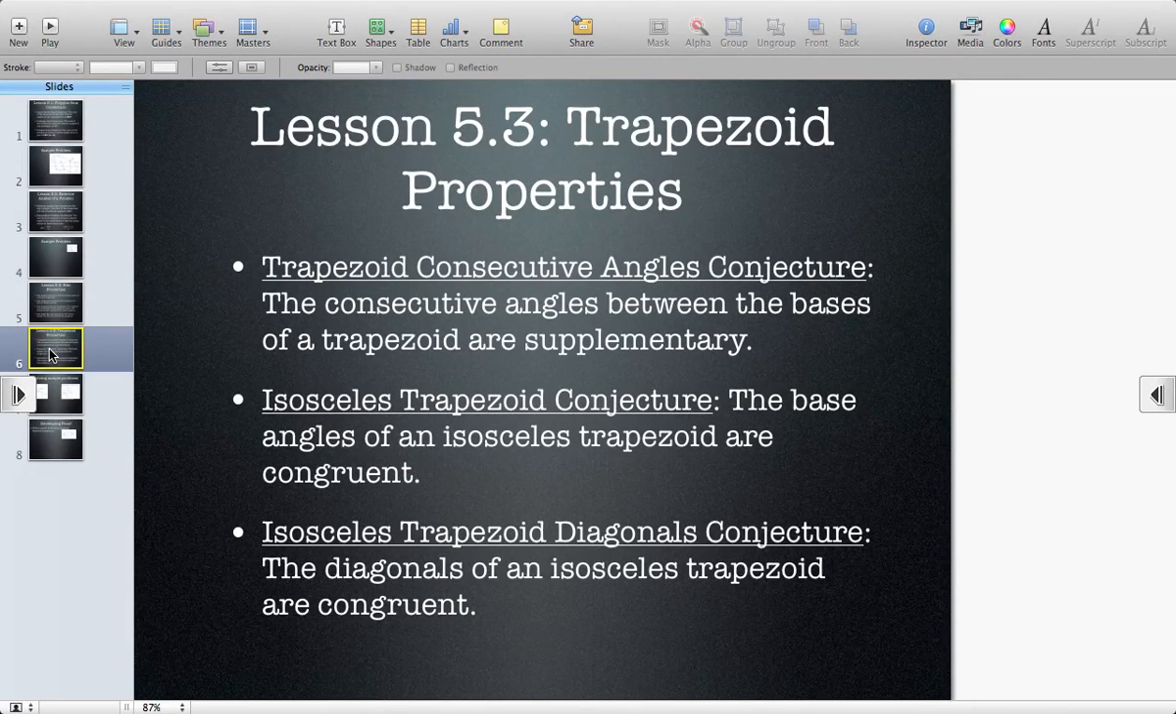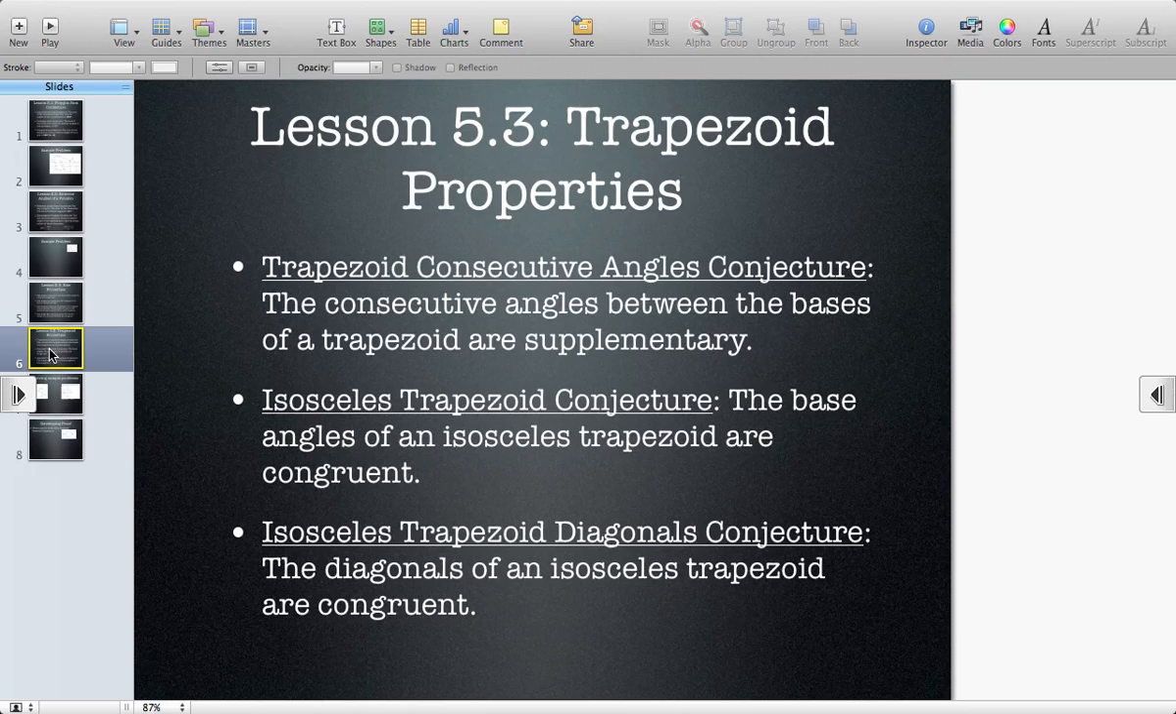Let's take a look at the trapezoids. So, trapezoid consecutive angles conjecture. The consecutive angles between the two bases of a trapezoid are supplementary. So it's not talking about the two base angles on each side, it's talking about one of the base angles paired up with the other pair of base angles.